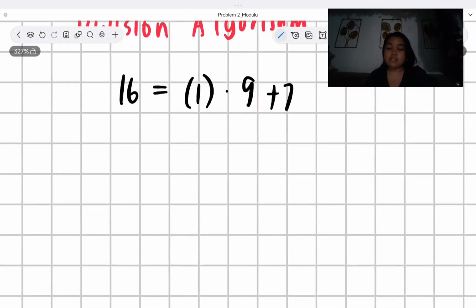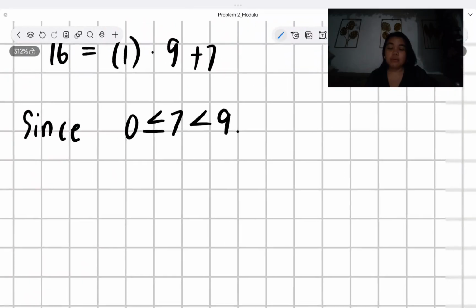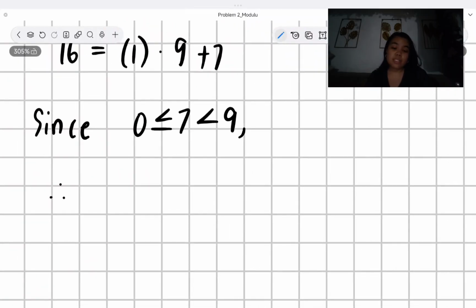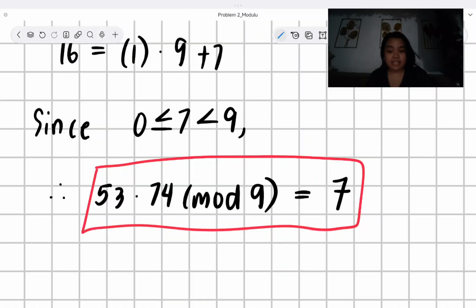Since 7 satisfies 7 is greater than or equal to 0, but less than 9, it is the final answer. By leveraging the definition of congruence to simplify our inputs and the division algorithm to reduce our output, we find that the value of 53 times 74 modulo 9 is 7.